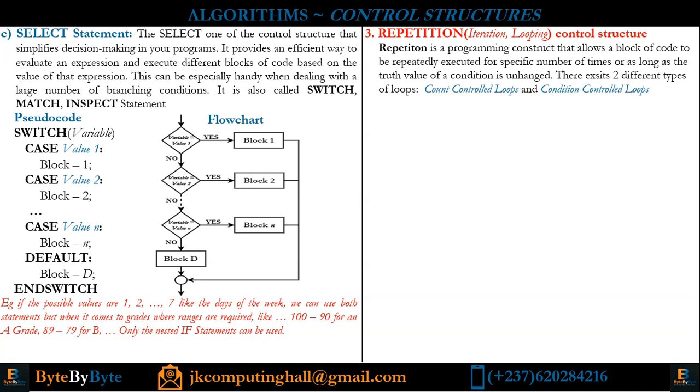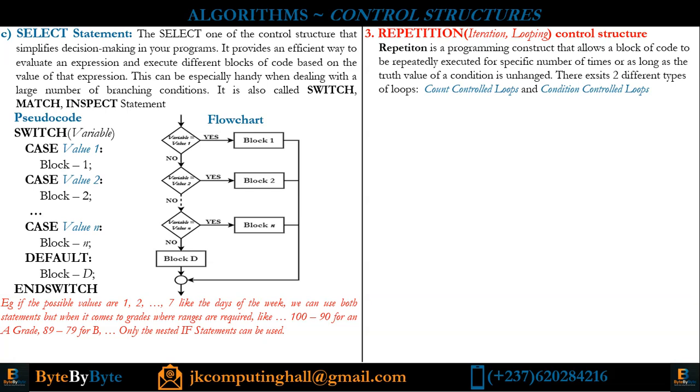Repetition is a programming construct that allows a block of code to be repeatedly executed for a specific number of times or as long as the truth value of a condition is unchanged. So that is what we call repetition. In this case, what are we talking about? We have a block of code which can either be executed for a specific number of times, that we know the number of times the block is going to be executed, or it's going to be executed as long as the truth value of a condition is unchanged.